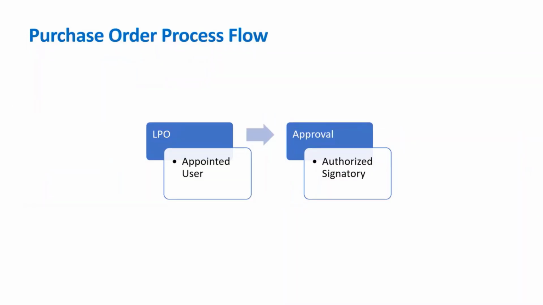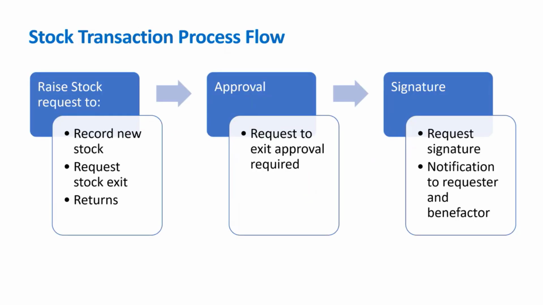The purchase order process is a bit simple and straightforward, because it's just that my requisition has been approved. I want a purchase order for this to send to the vendor. All I have to do is raise it, send it, the system will send it to the final approver, they'll provide the signature, and so on and so forth.